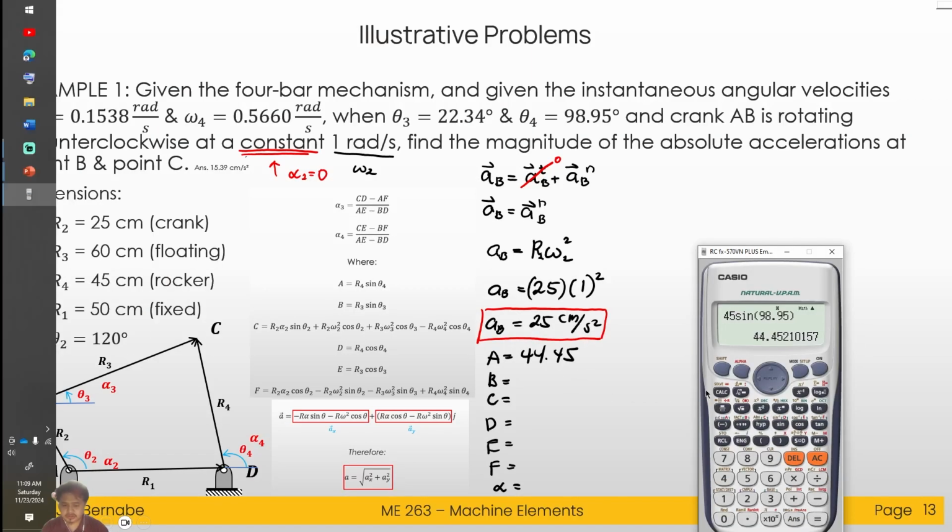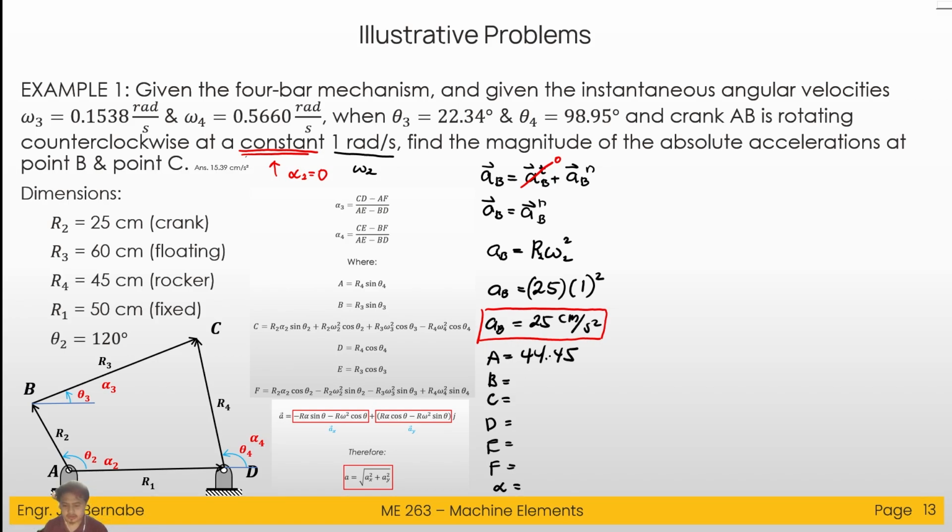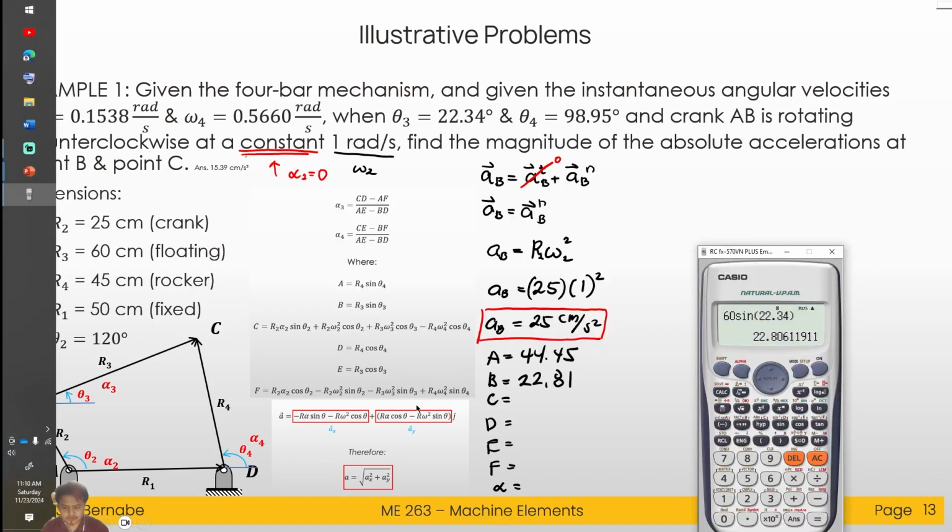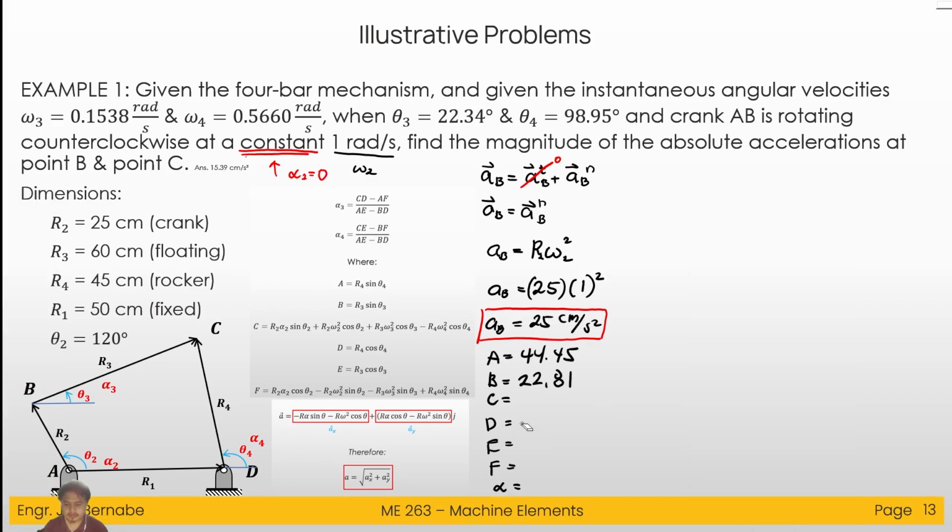And then for R3, you can solve for R3. R3 is equal to 60, and then you have here theta 3. Theta 3 is 22.81. I'll just solve these easier ones, D and E. Actually, we can solve for E here. We can just change this into cosine. So 55.50.